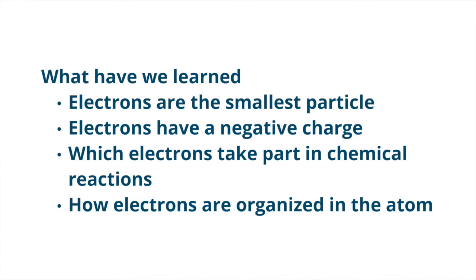So what have you learned? We've learned that electrons are the smallest particle. Electrons also have a negative charge. We've also learned which ones take part in chemical reactions and how exactly the electrons are organized in the atom.